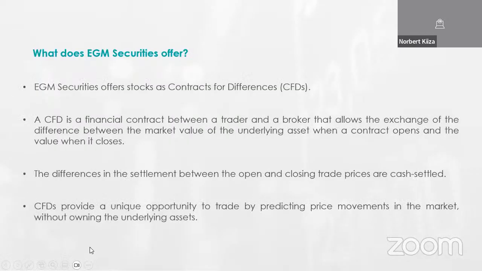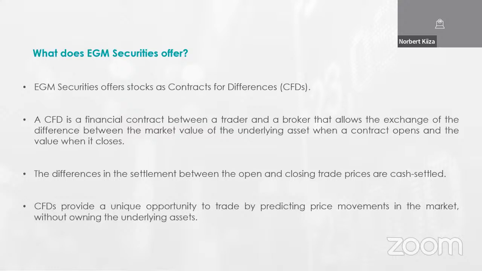So what does EGM Securities offer? What can you trade from EGM Securities platforms? The company offers contracts for difference. Shares can be traded either as contracts for difference or as physical stocks.